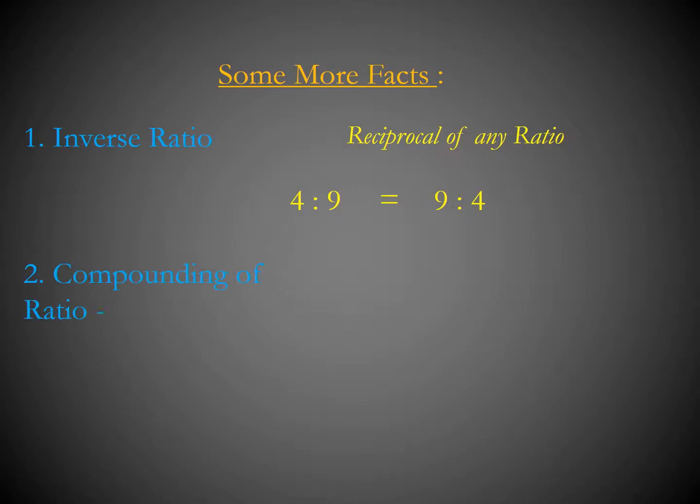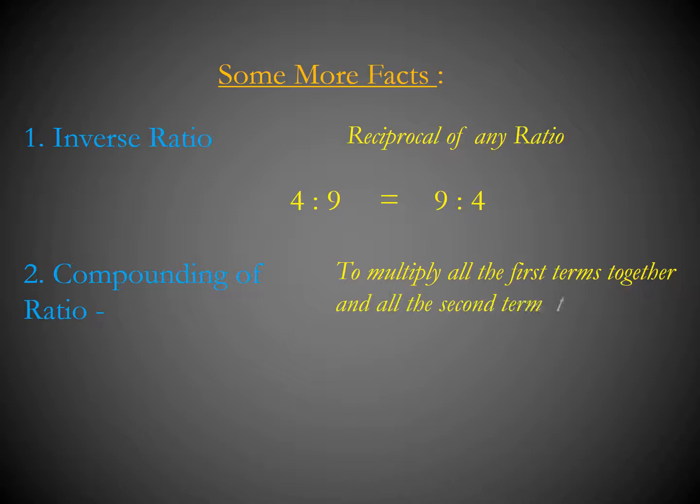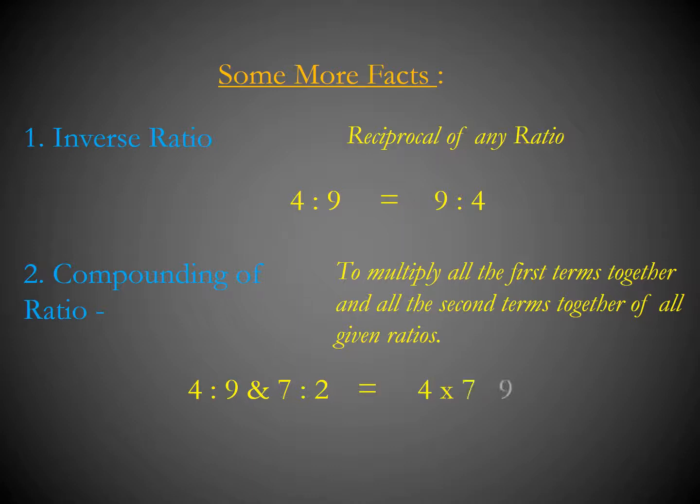Second is compounding of ratios. Compounding of ratios means to multiply the first terms together and the second terms together of the ratios given. For example, you have given the ratio 4:9 and 7:2 and you have to do its compounding. So you will multiply the first terms and multiply the second terms. It will be 4 into 7 ratio 9 into 2. This becomes 28:18.